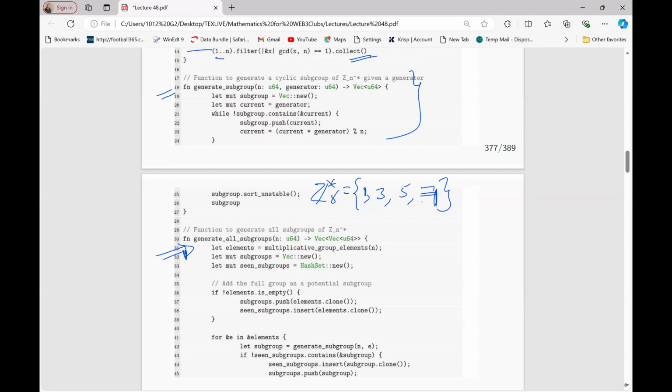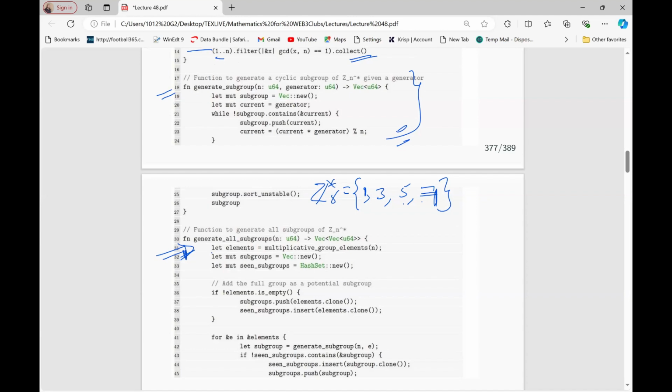Then this one again asks, I want the subgroup generated by 3. Then it does. Is that okay? I want the subgroup generated by 5. Then it does. And as it does, this one stores. There's a place I'll show you how it's storing. It's storing it twice. You can see here.